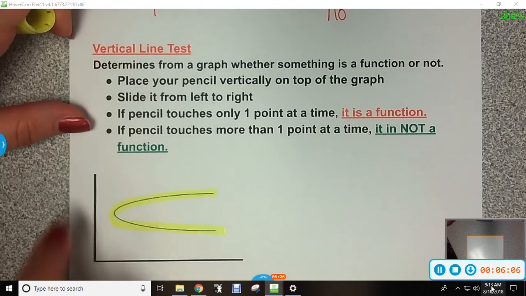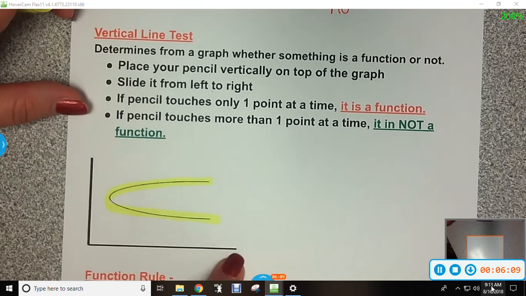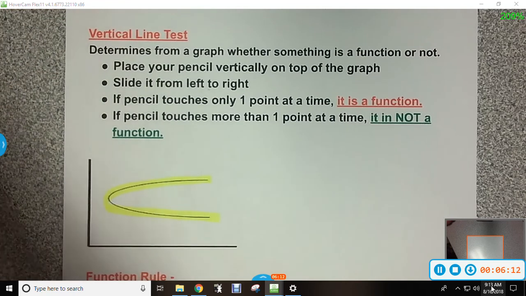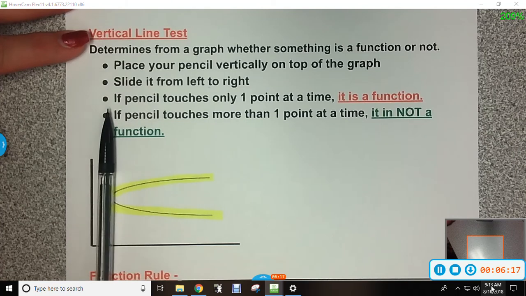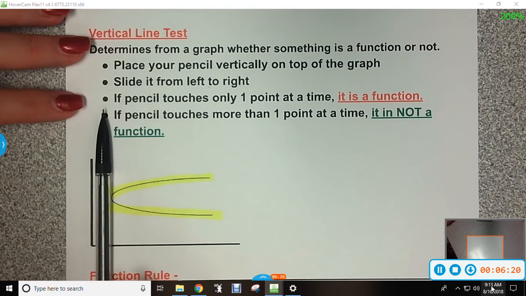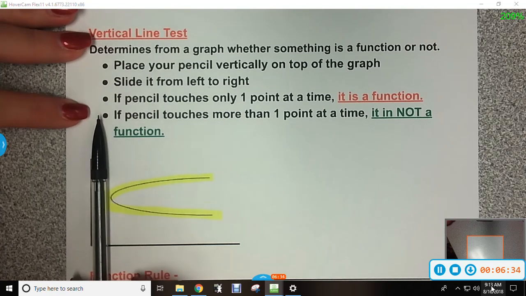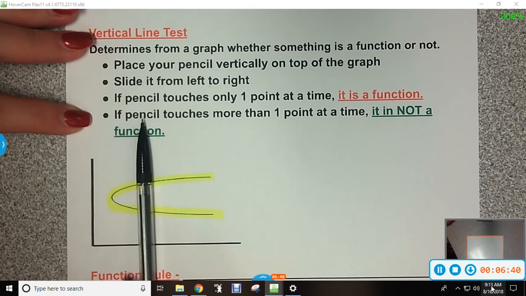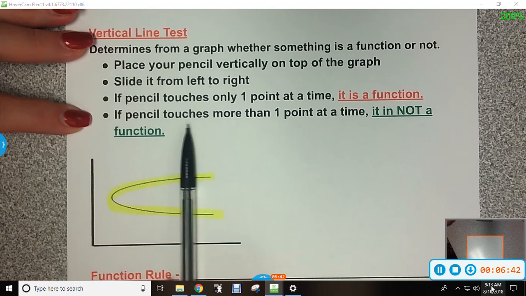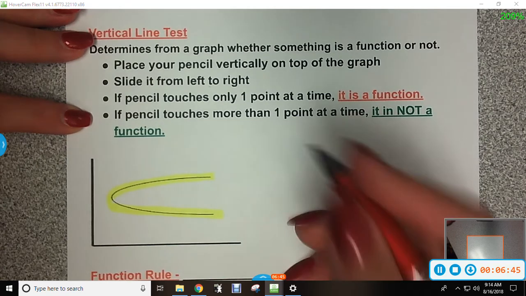Okay, and right here I only drew in the first quadrant of my coordinate plane. I didn't draw the whole thing. So I'm going to put my pencil vertically on top of that graph, and I'm going to slide it from left to right. If the pencil touches only one point at a time, it is a function. If the pencil touches more than one point at a time, it is not a function. So if you look right here, I'm touching just one point, but as I slide it, I'm touching 2 points on that graph right now, and now, and now. So this is not a function.